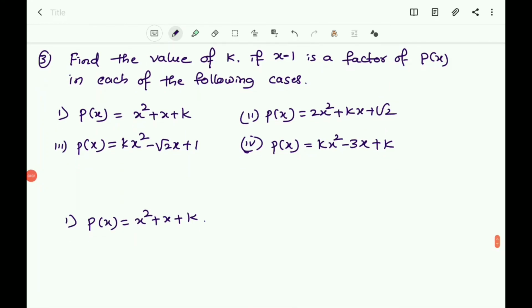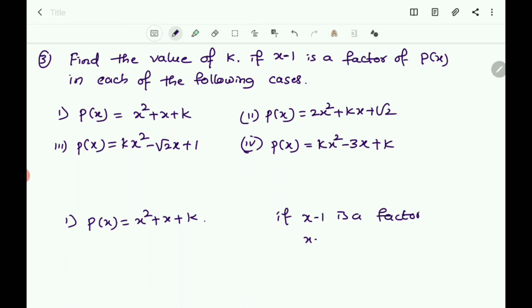Now you come to the third question. Find the value of k if x minus 1 is a factor of P of x in each of the following cases. The first one is P of x equals x square plus x plus k. Here it is given that x minus 1 is a factor.